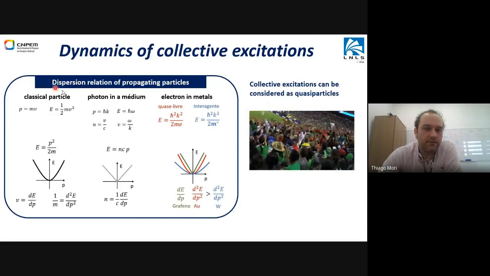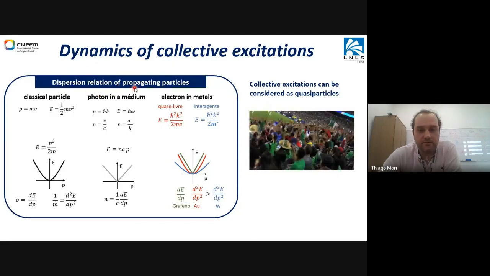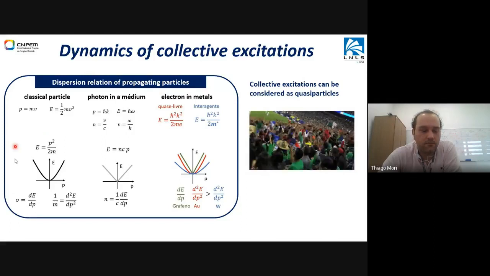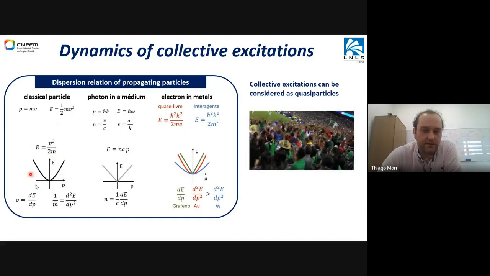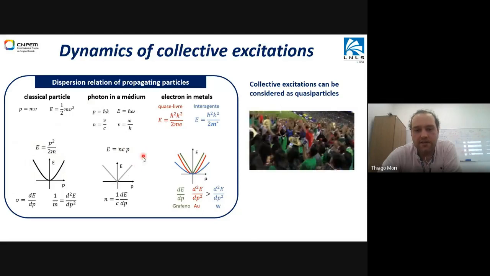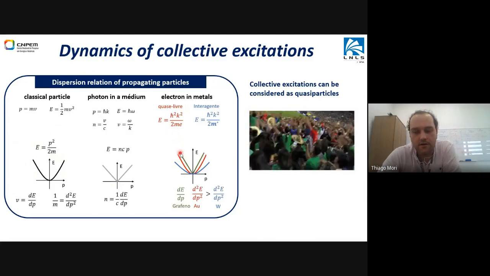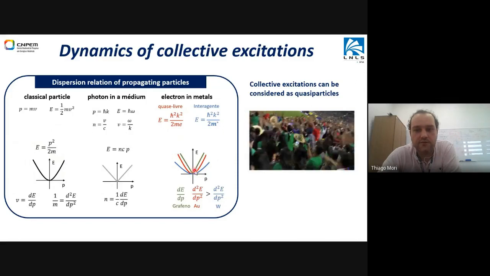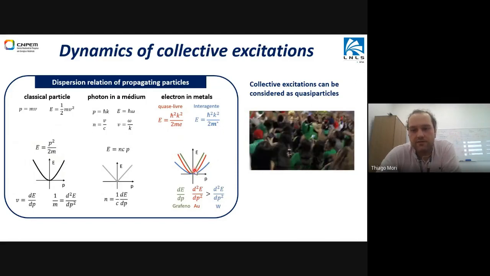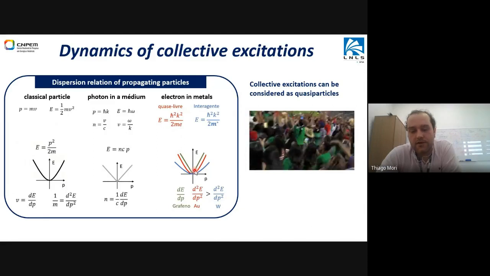So just to remember the concept of dispersion relation of propagating particles, you know that a classical particle has a parabolic dispersion relation. A photon propagating in a medium has a linear dispersion relation. An electron in metals, depending on the origin of the interactions, can present different dispersion relations. And the dispersion relation is the most fundamental information that we can have about the transport of the particle.